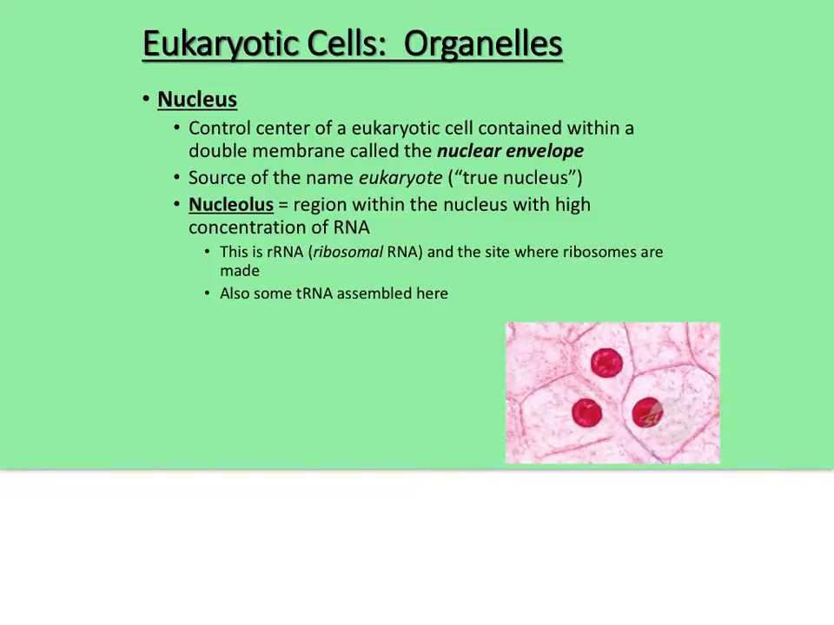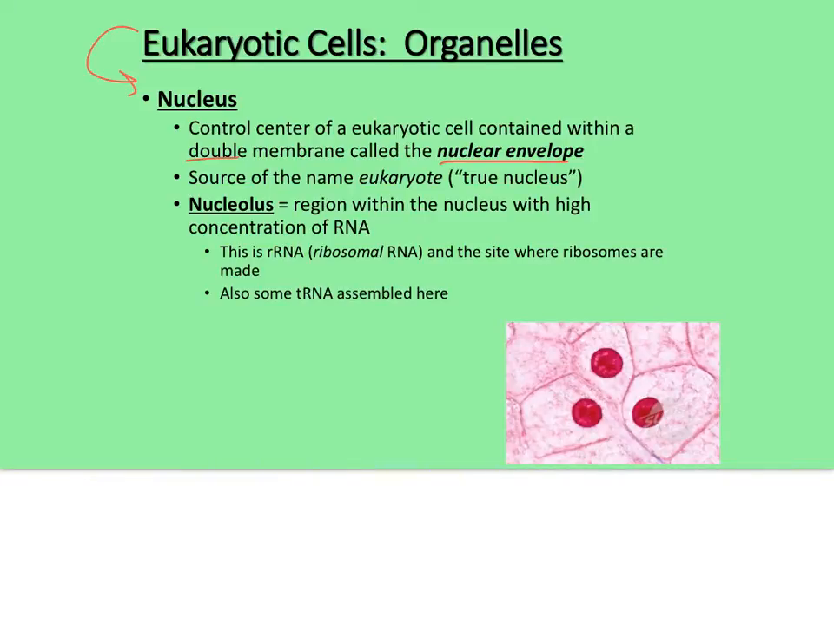We're going to start with the core organelle of the eukaryotic cell, and that is the nucleus. Remember, the major thing that makes a cell a eukaryote is the presence of a nucleus. We often refer to the nucleus as the control center. This is where we're going to find your genetic material. It is surrounded by a double membrane referred to as the nuclear envelope, or sometimes nuclear membrane.